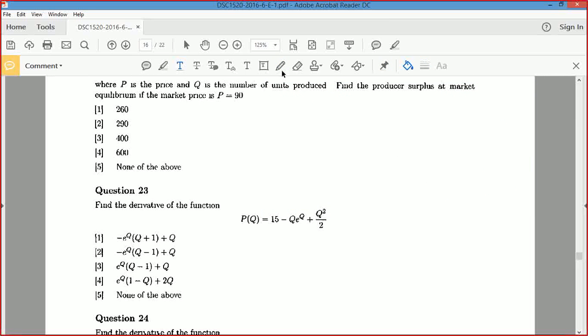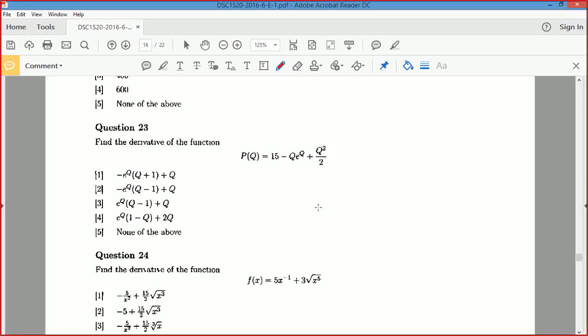We now need to apply that here. So looking at question 23, we're focusing on applying the rule, and we're trying to find P dash q. P dash q is the first derivative. So equals, what's the derivative of 15? It's 0. Yeah, there is no derivative for 15. It falls away. Then I've got this thing here, which is the minus q e to the q, plus q squared over 2.